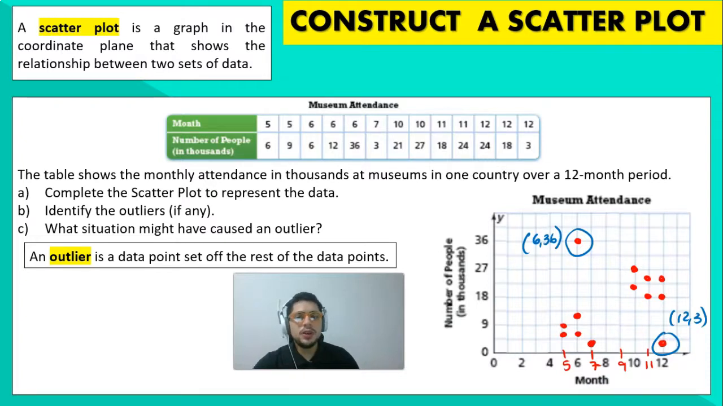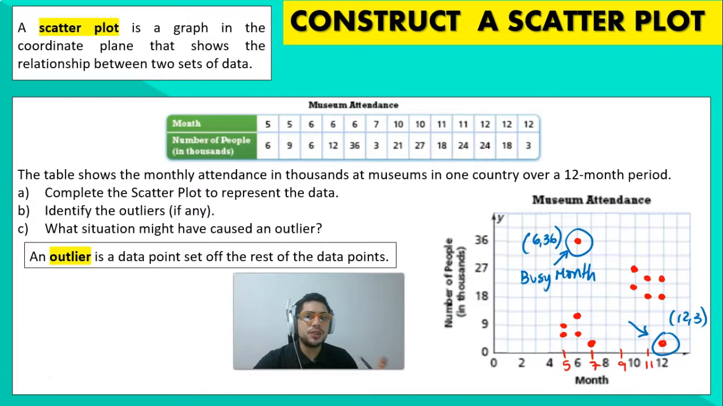So what do you guys think can be a possible situation that might have caused the outlier? Well, since these are months, maybe June, which is month 6, is a busy month, right? So we can say that this outlier is maybe because June was a busy month, so the museums have a lot of visitors, because of vacations and stuff. And then this value here is in December because it's month 12. So maybe it's because it's closed for New Year's or for Christmas. And that can be an explanation for why we have that outlier there.